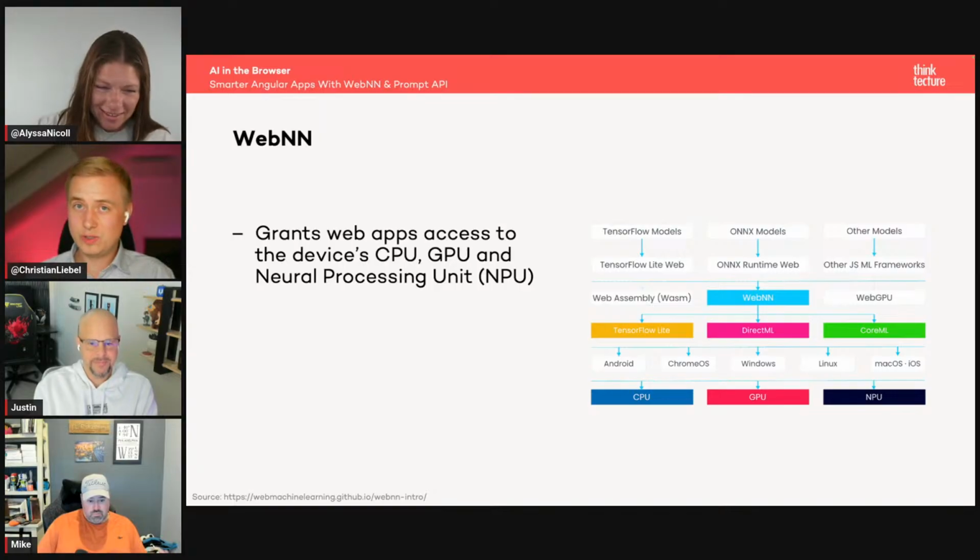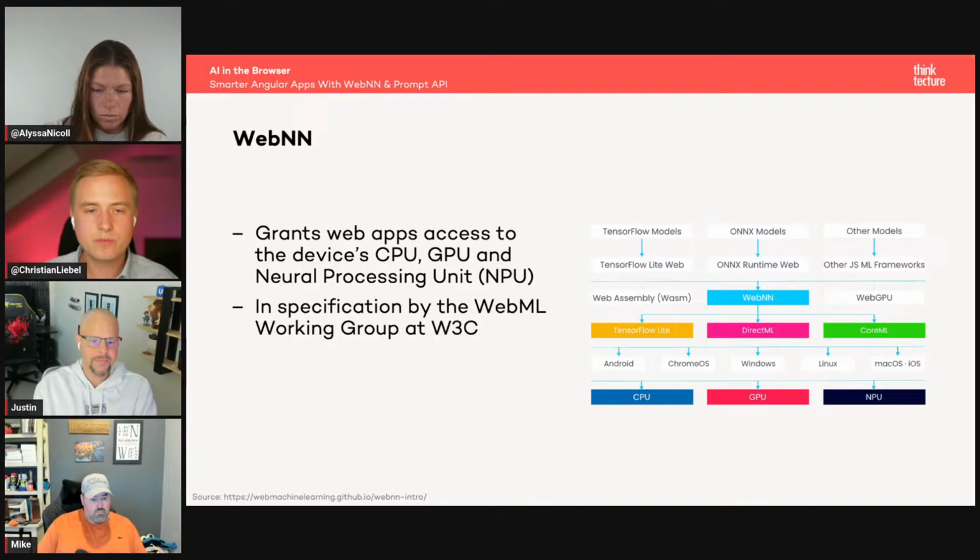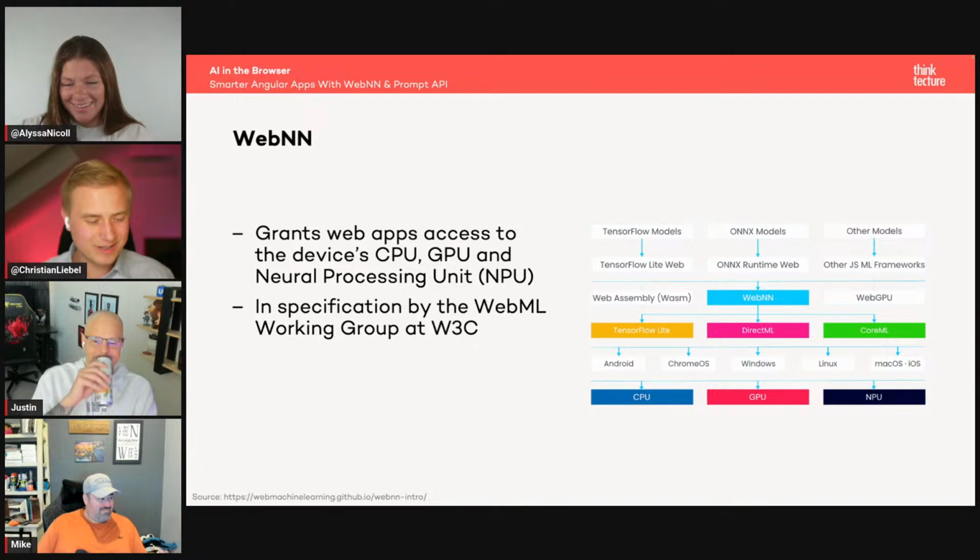This is super new. WebGPU is already in the first browsers. WebNN is not. There's a flag that you basically have to flip in order to use it. It's currently in specification by the WebML working group, absolutely in flux. Stuff has changed very frequently.